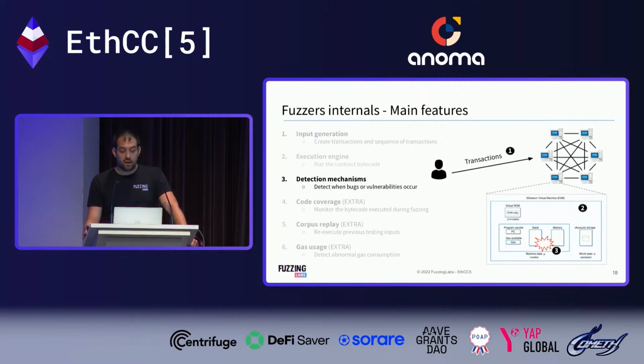The third point that is really interesting is the detection mechanism. How do you identify a bug? In that case, you will need to do that directly at the EVM level. You need to have a way for the virtual machine to tell you, okay, something wrong happened, and it needs to notify you as a user that something wrong occurred.